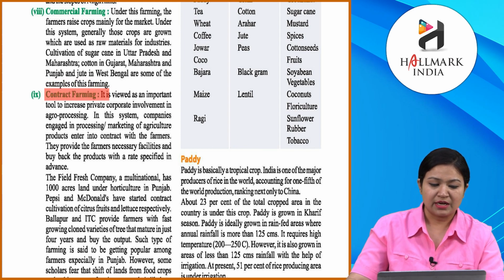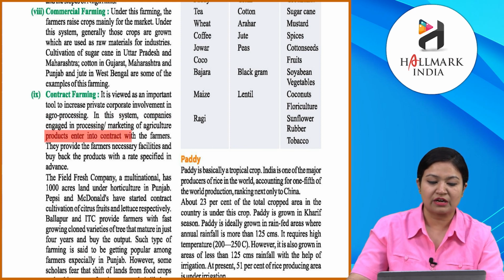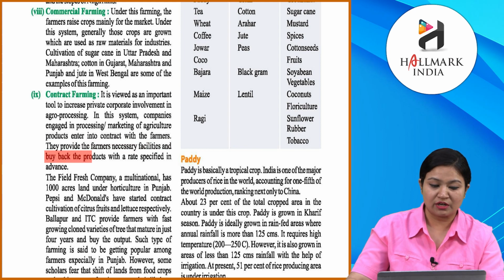Contract farming. It is viewed as an important tool to increase private corporate involvement in agro processing. In this system, companies engaged in processing and marketing of agricultural products enter into contracts with the farmers. They provide the farmers necessary facilities and buy back the product at a rate specified in advance.